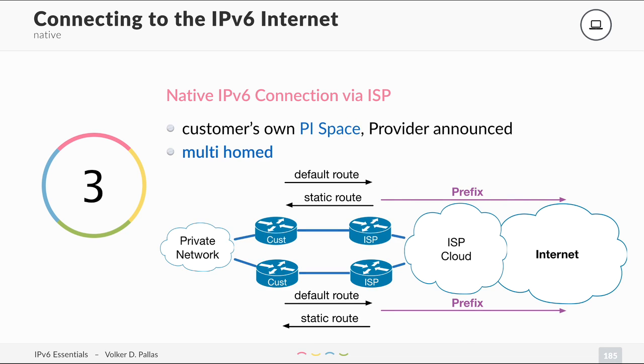Option 3, you have your own PI space. PI means provider independent. It means you have asked your provider to get your own prefix that belongs to you, or you have talked to the RIR yourself and got your own PI space. This space belongs to you, and this space can be announced by the provider. In this case, routing is the same. You route default to the provider, and the provider routes static towards your router, routing the prefix you own. The provider router then announces this prefix to the internet using BGP.